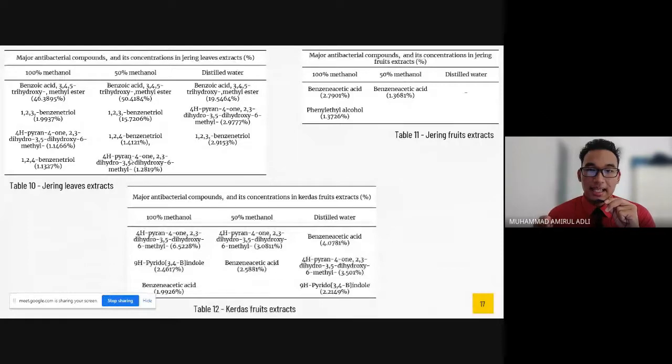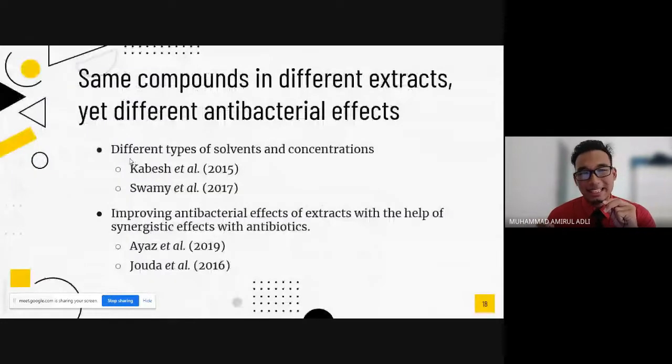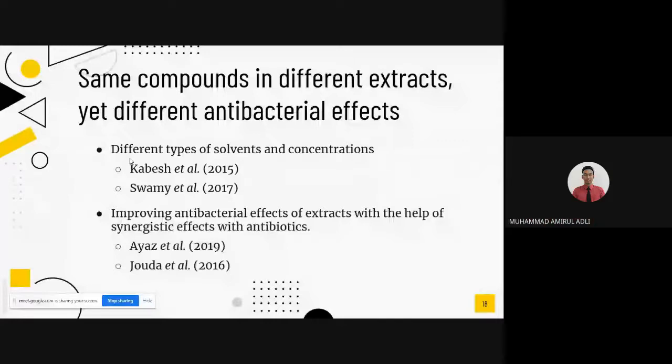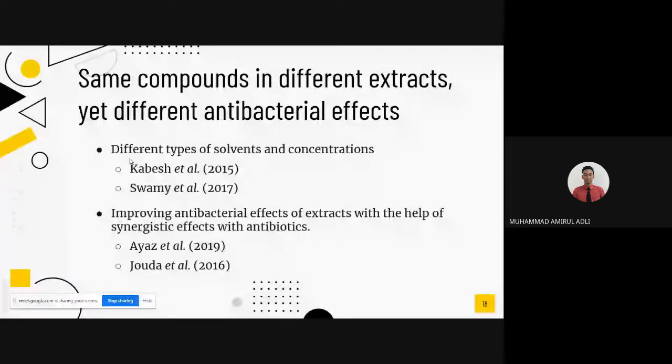Yet the inhibitory and bactericidal effects did not exhibit in the same way for each of the extracts due to the different types of solvents and concentration used for each extract. And in order to improve the antibacterial effects, the extract may be added with antibiotics, as the synergistic effects may assist in improving the antibacterial effects of the extracts.